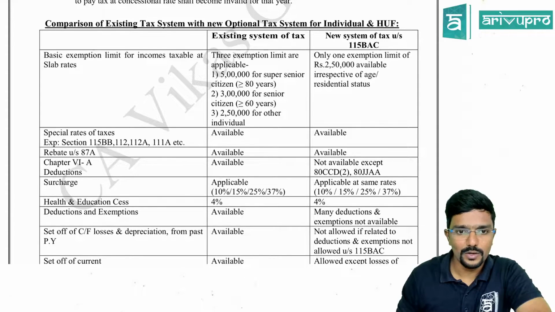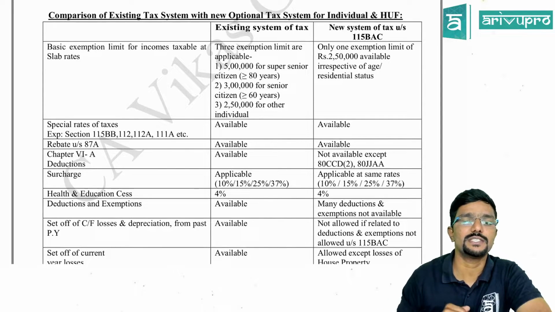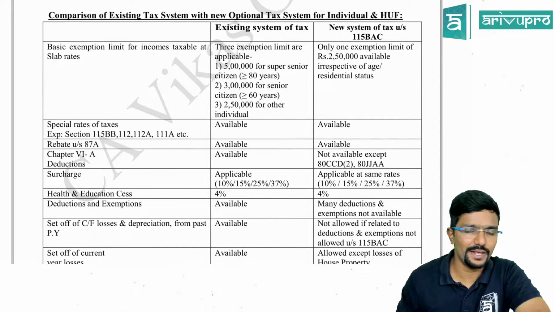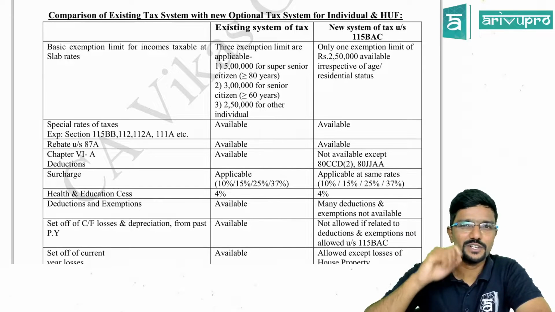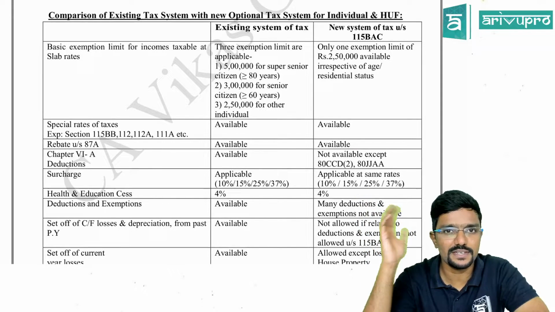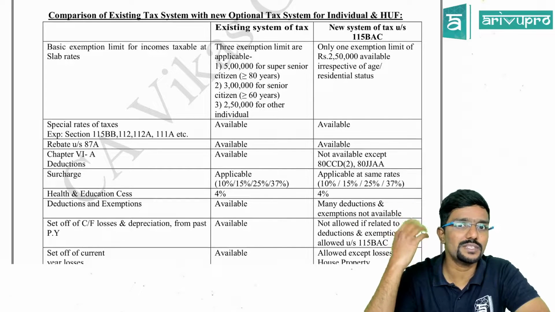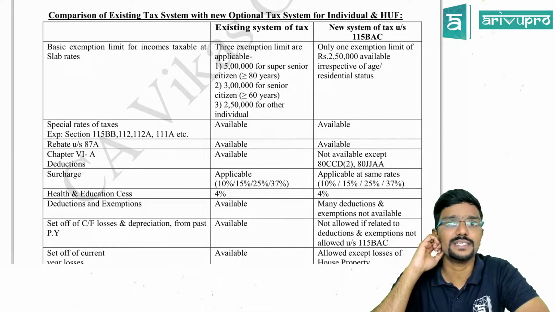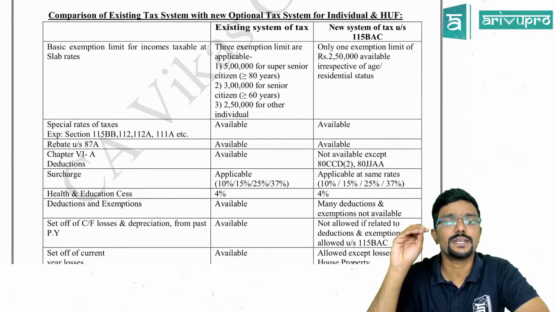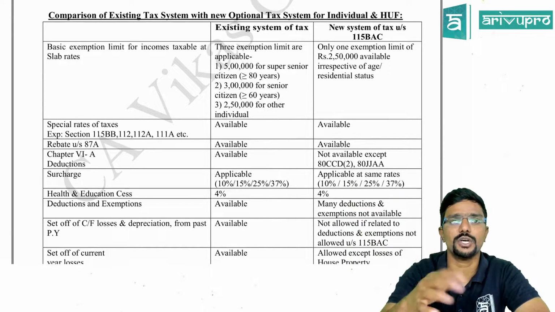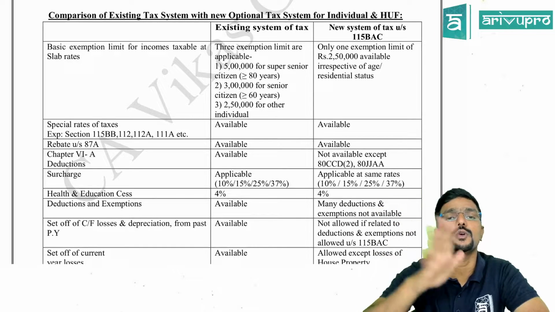One by one. What is the basic exemption limit under the existing scheme? Normally 2,50,000, but for a resident individual aged 60 or more, that is a senior citizen, 3 lakh, whereas for a super senior citizen, 80 or more, 5 lakh. Whereas under the new scheme, it is always 2,50,000, whether you are an individual or HUF.